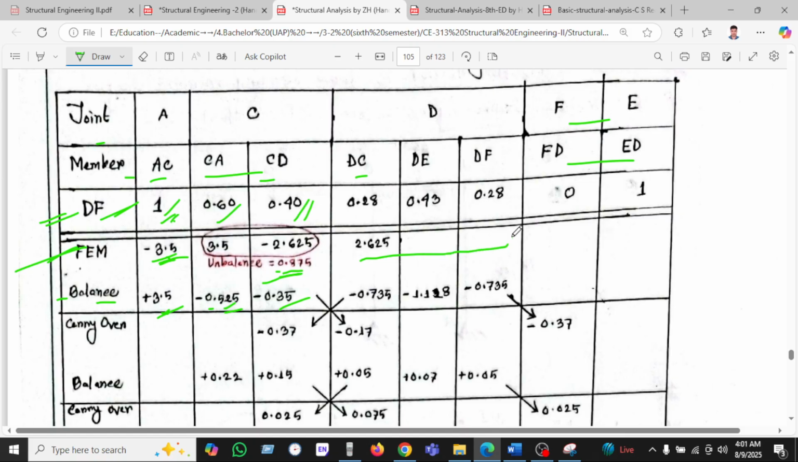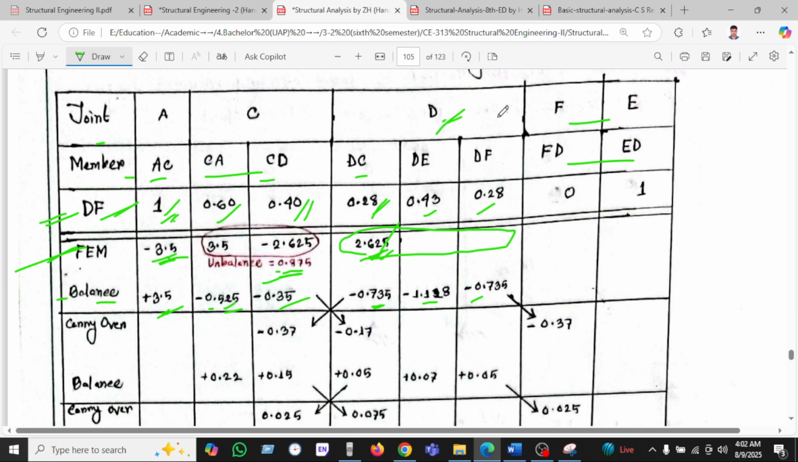Okay, so we have found here joint D. The unbalanced moment divided among DC, DA, DF is 2.625. It will be multiplied with 0.28, then found 0.735. 2.625 into 0.43, and found 1.128. 2.625 into 0.28, and found 0.735, and so on.